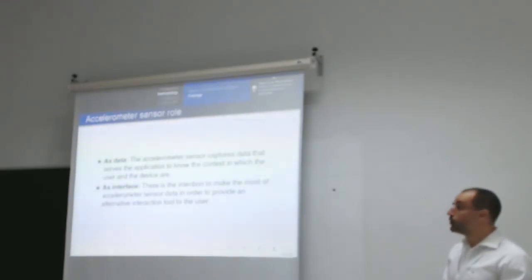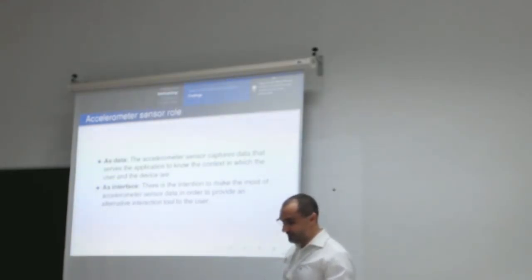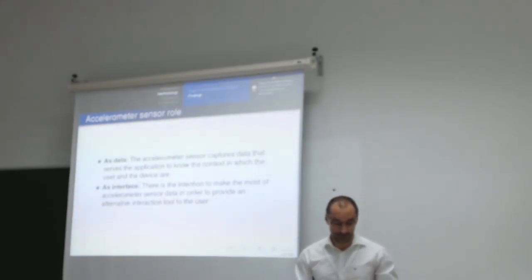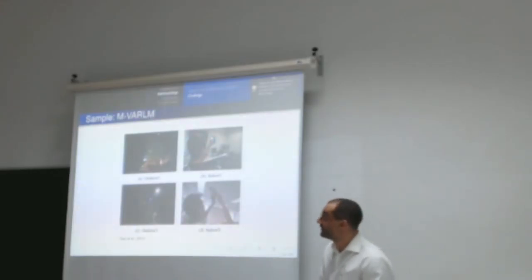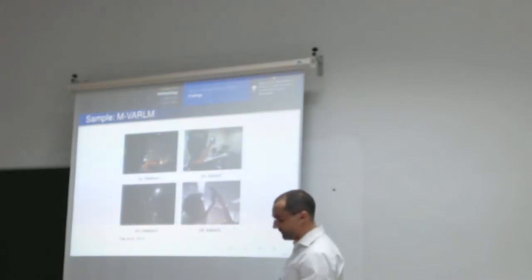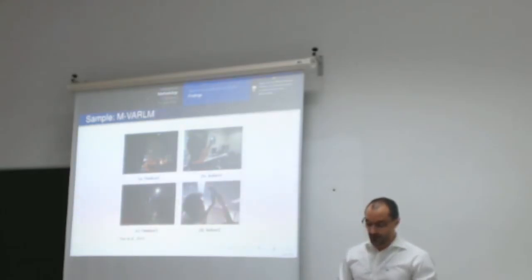So what we found was that the accelerometer sensor has two main roles that we classified, as you can see on the slide, as a data and as an interface. I have two examples that illustrate what I mean. The main purpose of this app is for pupils to learn about the moon phases. In order to achieve this objective, the app uses the accelerometer and the compass sensor to measure the viewing direction and elevation angle of the smartphone.